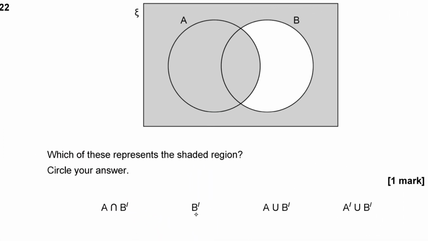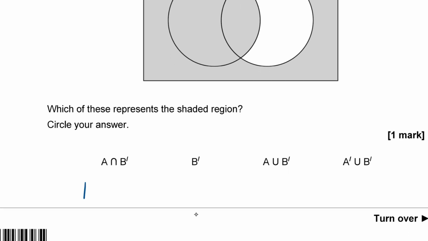Question 22. Which of these represents the shaded region? Circle your answer. So A intersect B dash. Let me just draw a quick sketch of what each one of these are. That is the intersection of everything in A with things not in B. Okay, so that is just going to be that bit there. Inside A but not in B. That's A intersect B dash.